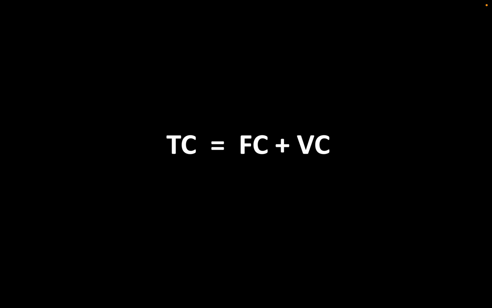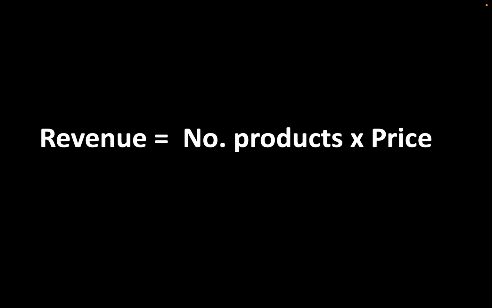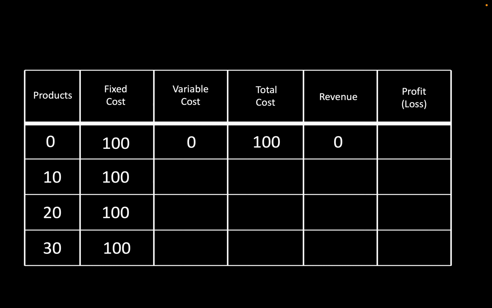And then I get a total cost, which is the fixed cost plus the variable cost. And so the fixed cost of 100 plus a variable cost of 0 gives me a total cost of 100. The revenue is how many products I sell multiplied by the price that I sell them at. And I'm selling these things at $10 each. But if I don't sell any, I don't make any revenue.